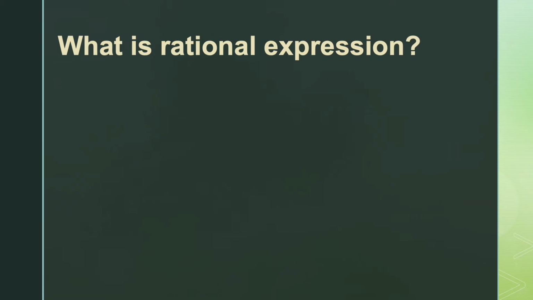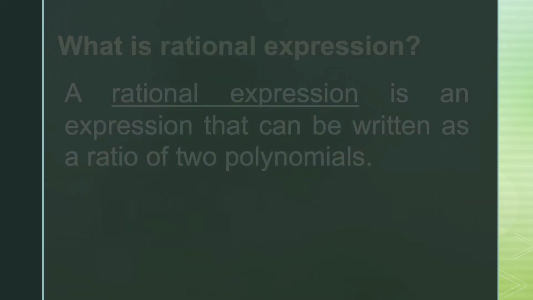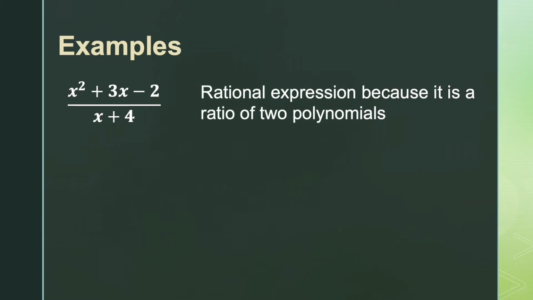Next, let us define what is rational expression. A rational expression is an expression that can be written as the ratio of two polynomials. Let us consider the following examples. First, we have x squared plus 3x minus 2 over the quantity x plus 4. Note that this is a rational expression because it is a ratio of two polynomials. The first polynomial is x squared plus 3x minus 2, and the second is x plus 4.